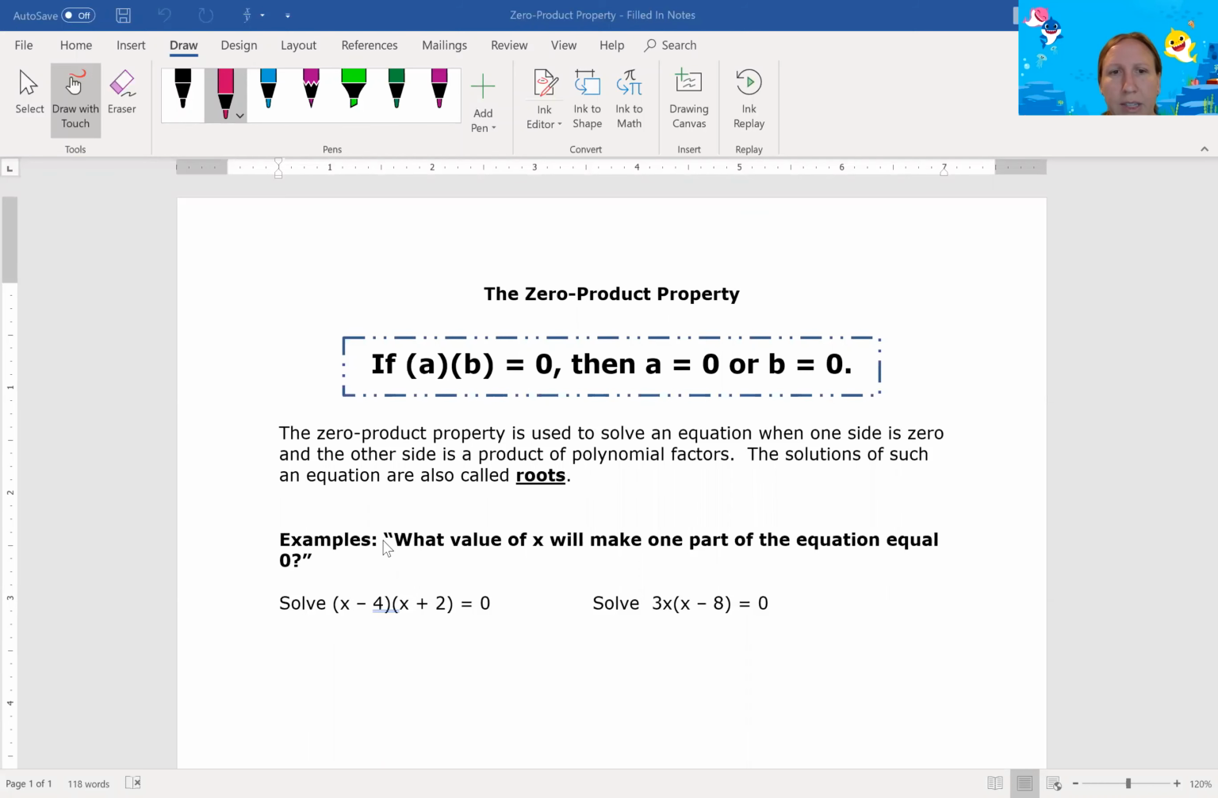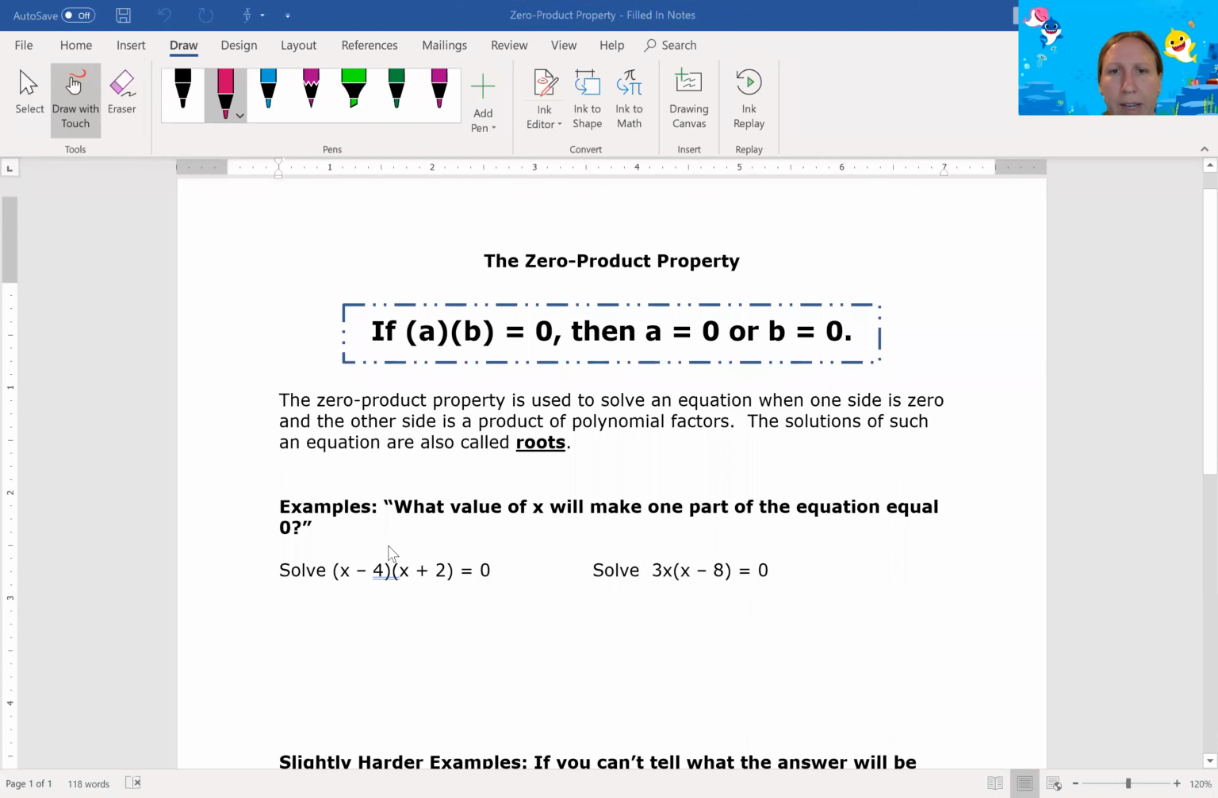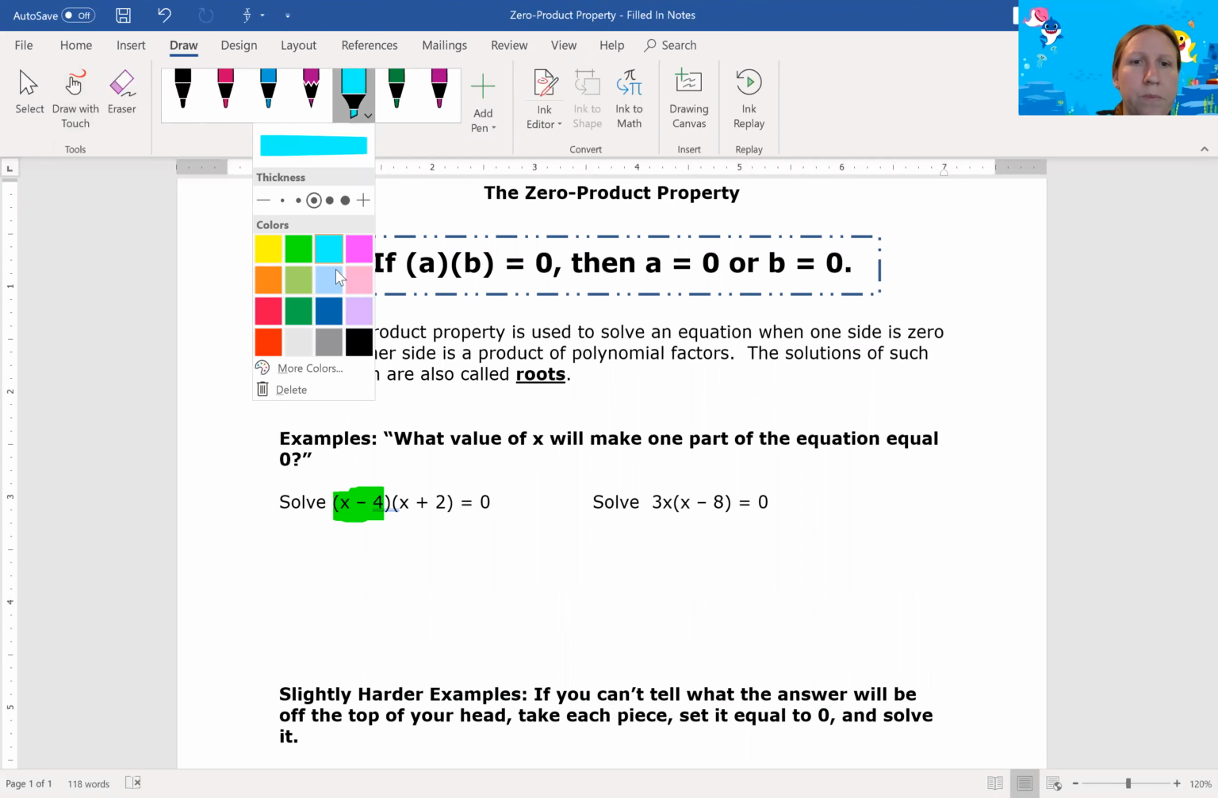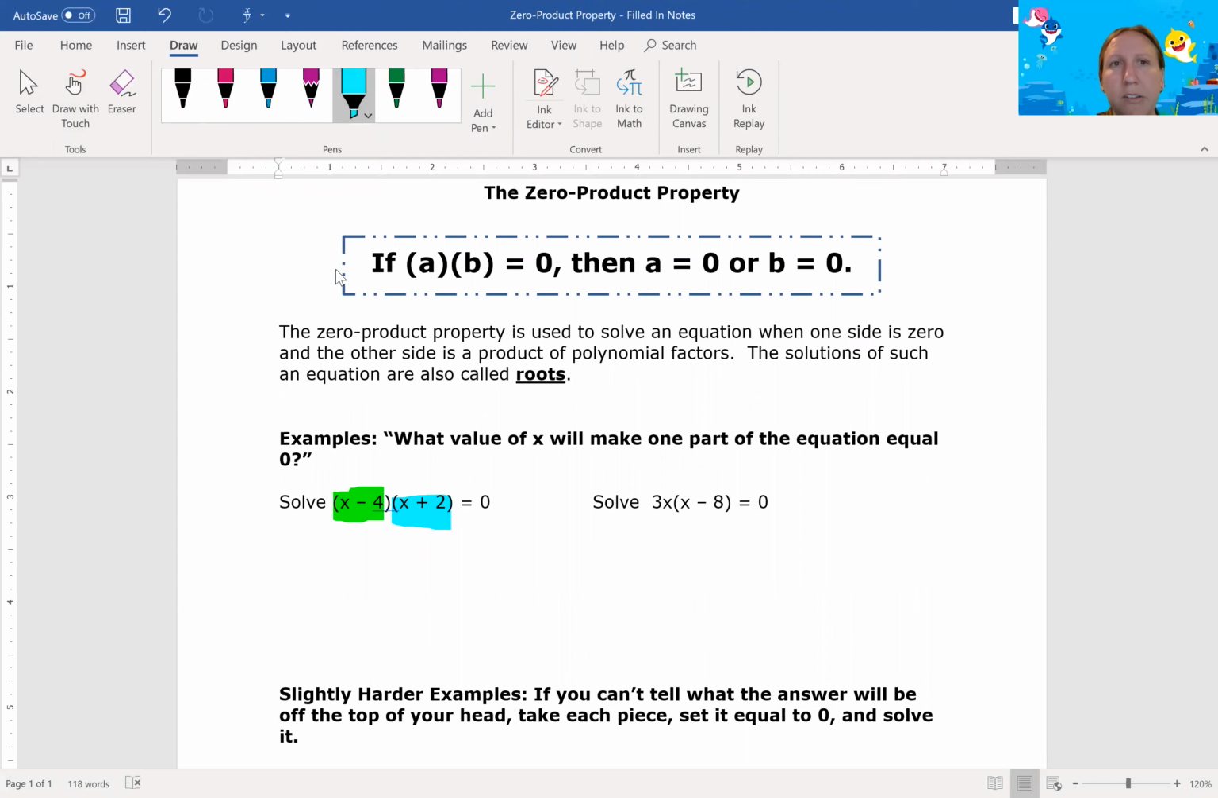So we're looking at this example. What value of x will make one part of the equation equal 0? We don't need both of them to be 0. We just need one of the pieces to be 0. So for the first one, we have x minus 4 times x plus 2 equals 0. That must mean either this piece or this piece has to be 0.